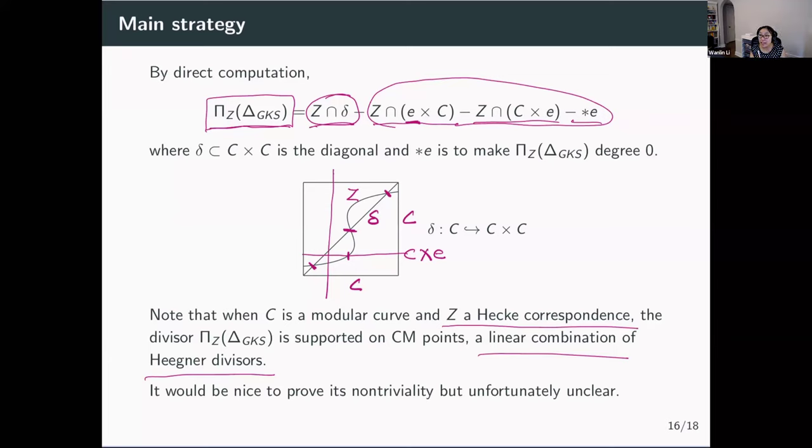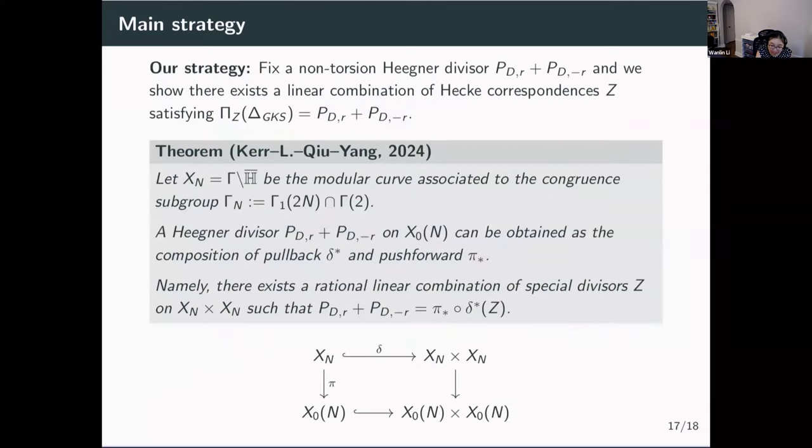And we know how to show non-triviality of Heegner divisors. It'd be really nice if we could prove the non-triviality of this linear combination, because then we'll be done, right? I pick a Hecke correspondence, I get a linear combination of Heegner divisors. If I can prove this linear combination is non-torsion, I'm done. But unfortunately, that's not how we did it. It's not immediately clear how to show this linear combination is non-torsion. Instead, what we did is we prefix a non-torsion Heegner divisor, which we know exists for N sufficiently large. And then we prove there exists a linear combination of Hecke correspondences Z such that it cuts out that prefixed Heegner divisor.